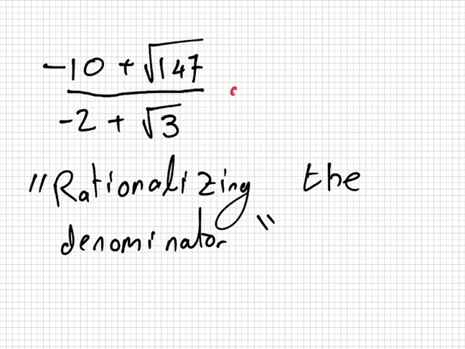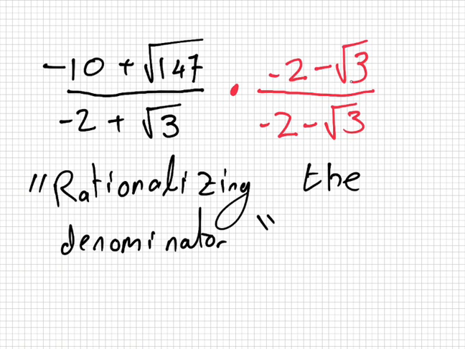So the way to simplify this is by multiplying the top and the bottom by minus 2 minus root 3, and minus 2 minus root 3. Is it plus 2 minus? No, this is conjugate. First, by the way, minus 2 minus root 3, okay?